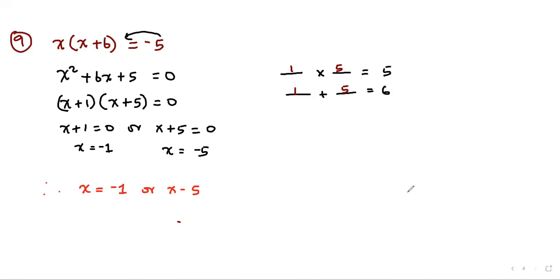Okay, let's look at another one that is in this format. Let's call it number 10. Like we are having, let's say, k into 2k plus 5 is equal to 3. K into 2k plus 5 is equal to 3.